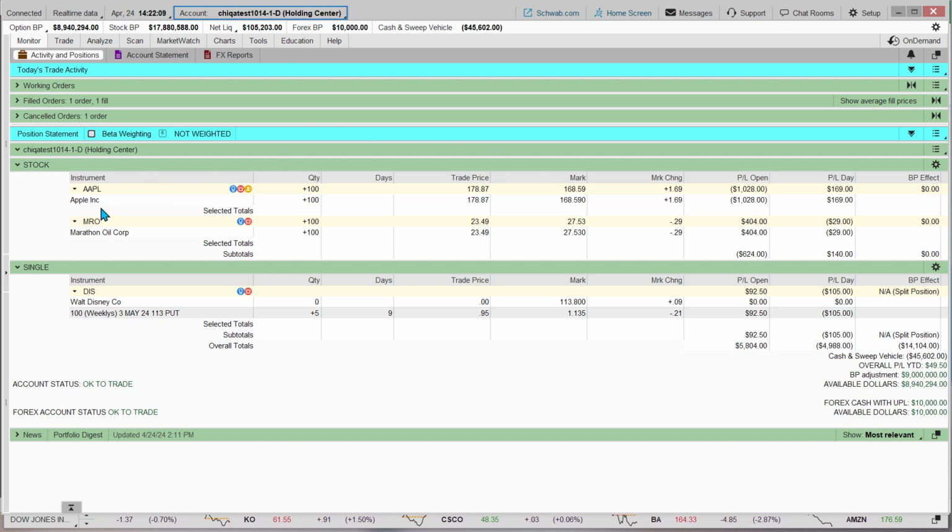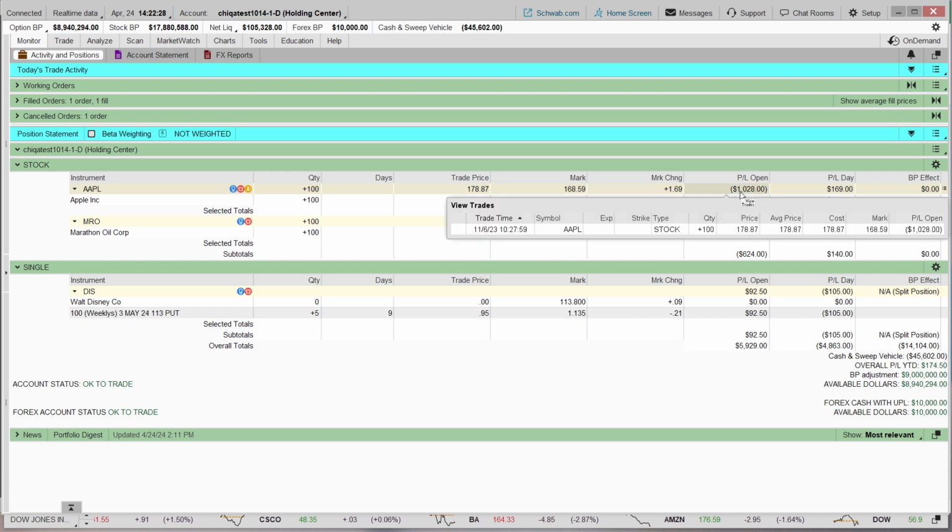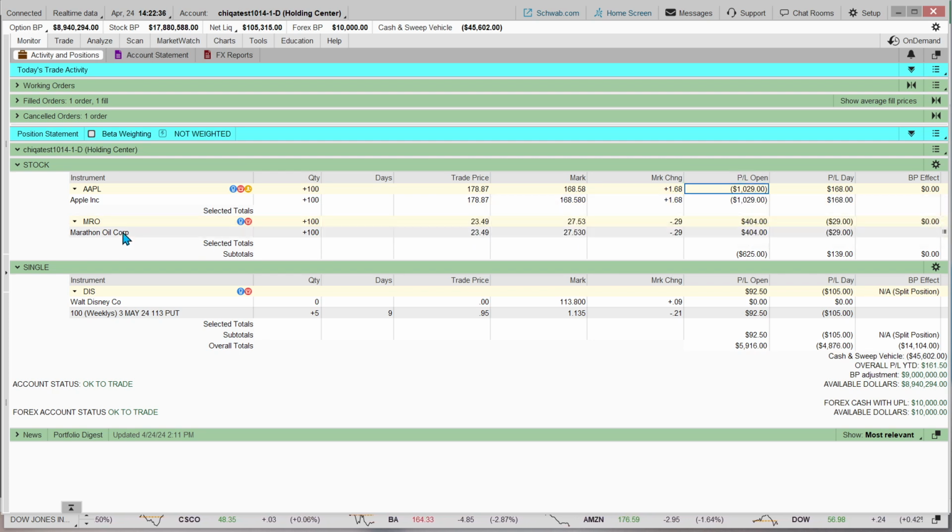But notice on the Thinkorswim platform here, for example, Apple, here's our position, 100 shares. The trade price was 178.87. That was the entry. As far as finding the entry date on the Thinkorswim platform, we come over here to the PL Open column and click on the number that represents the profit or loss. This little drop-down menu tells us the date that the trade was entered, along with the price, the 178.87. We can do the same thing here for Marathon Oil.